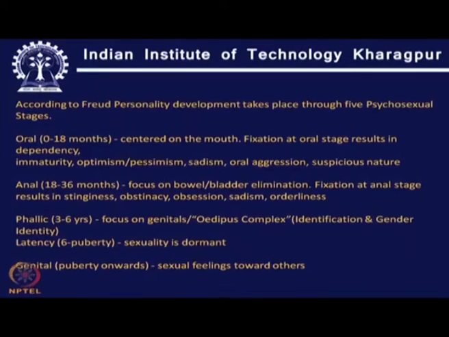in this way. Anal stage, which starts from 18 to 36 months, is the time you get your toilet training, and any fixation focuses on bowel and bladder elimination. Fixation at the anal stage results in stinginess, obstinacy, obsession, sadism. Phallic stage, 3 to 6 years, leads to the Oedipus complex, then comes the latency stage, and later on the genital stage.